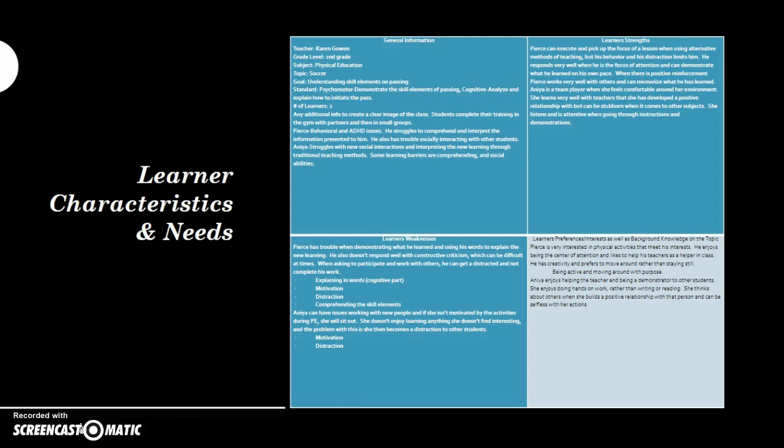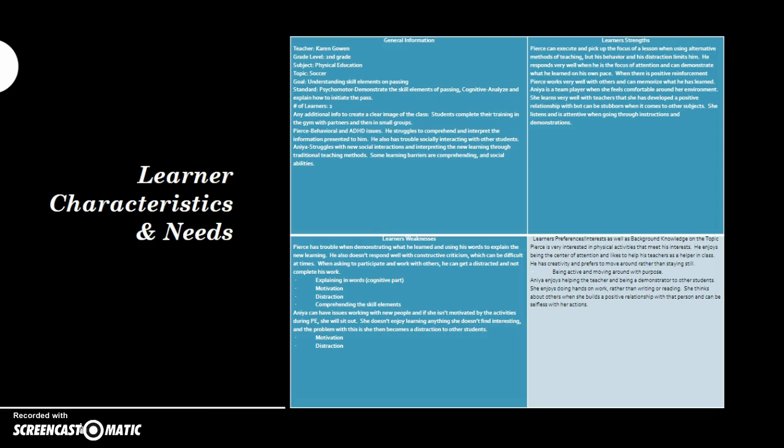During my observation, I noticed the unit itself was on soccer, and my partner Karen basically taught the passing drills, the 5 skill elements on how to execute a proper pass. We had two students, one named Pierce, and the other named Anaya. Both of them had very similar characteristics of learning issues, but one had more behavioral issues than the other.